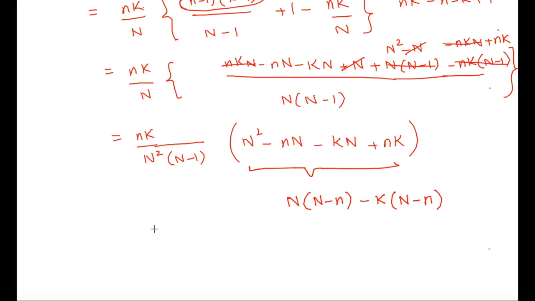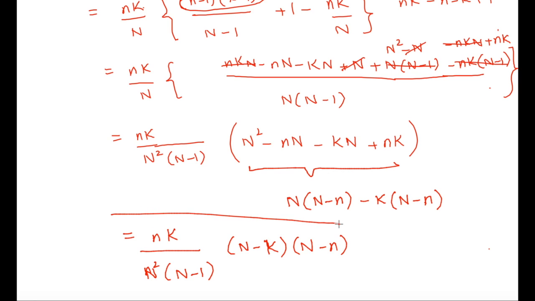So this means my variance looks like this: nk over n squared times n minus 1, times n minus k times n minus n. So this is my variance of a hypergeometric random variable, where I've done nothing special here. It was long, but it was just starting with the definition and simplifying each step one at a time. Okay, so this is it about the variance of a hypergeometric random variable. Hope it was clear for you to understand. Thanks for watching.